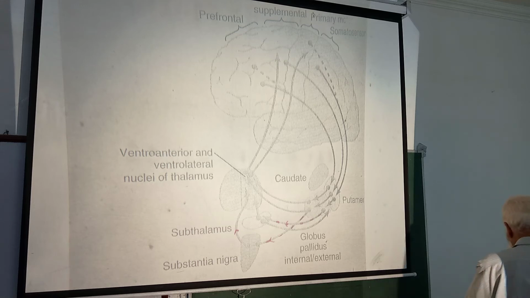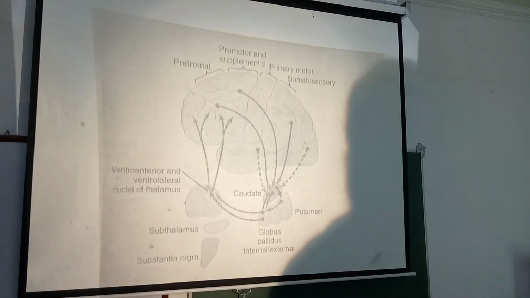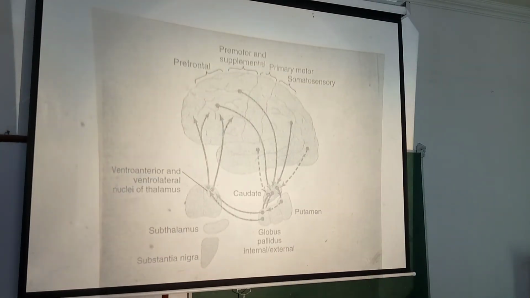Now we come to the caudate circuit. This is the caudate circuit. So fibers from the prefrontal cortex, premotor and supplementary motor areas go to the caudate.